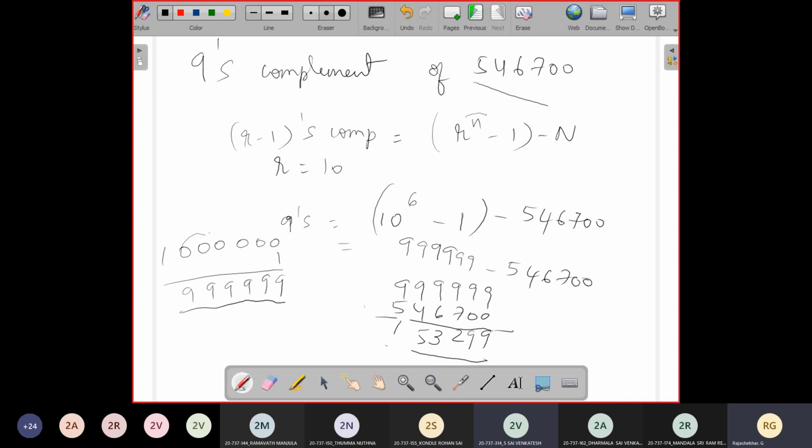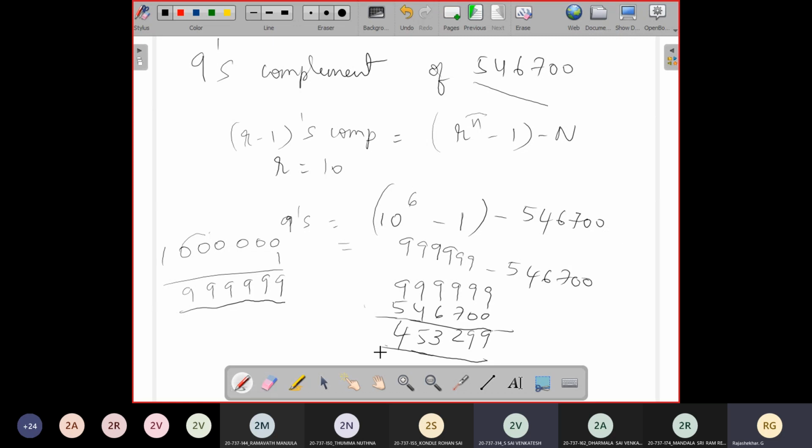So the answer is 453299. Online guys, is it correct? Yes, sir. Okay. So this is how you compute the 9's complement of a given number. This is the rough, straightforward way of doing it.